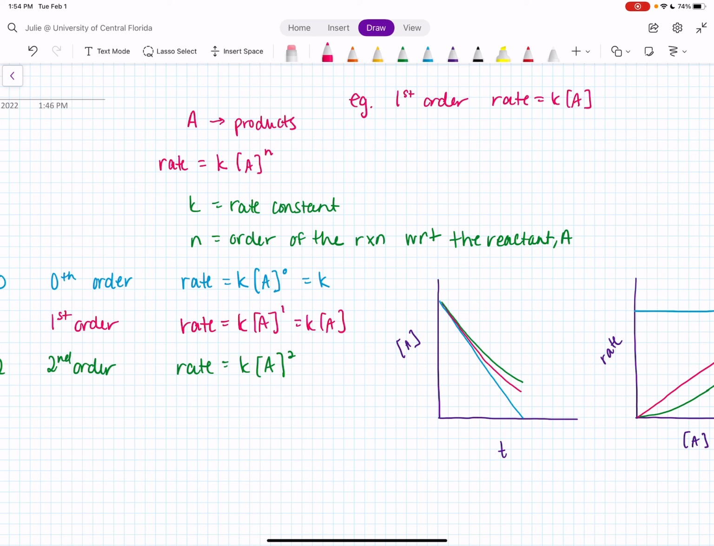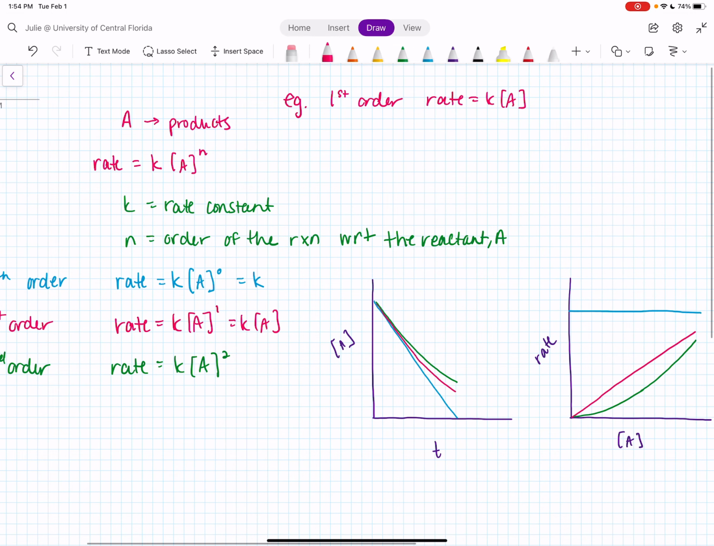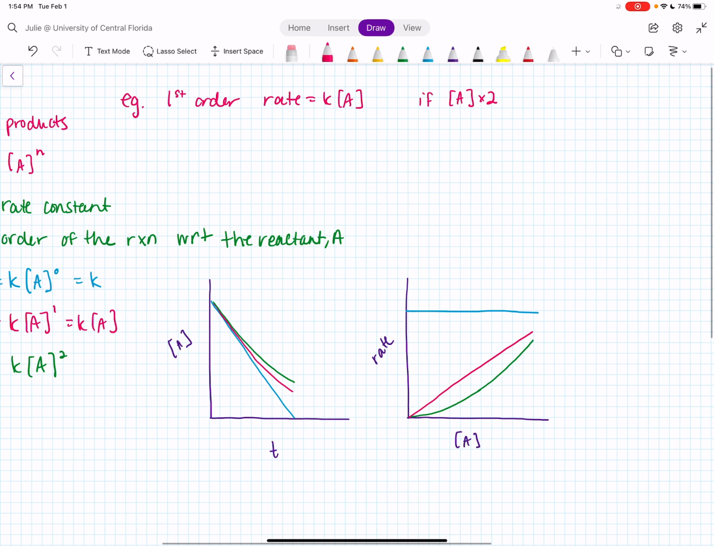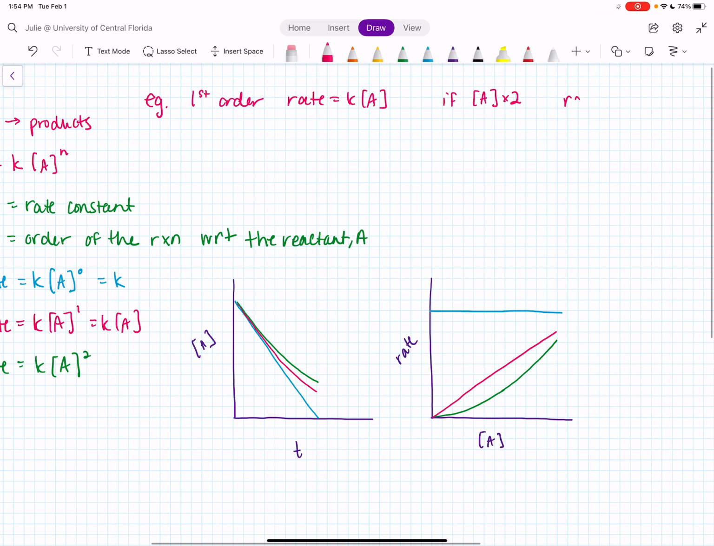What would happen if I doubled the concentration of A? What would happen to the rate of the reaction? If A is doubled, right, then the rate also doubles. Okay? All right, and you can see that if you plug in a 2 here, if you multiply that concentration by 2, then this whole right side of the equation is multiplied by 2, which means the rate is going to be multiplied by 2. All right. What do you think?